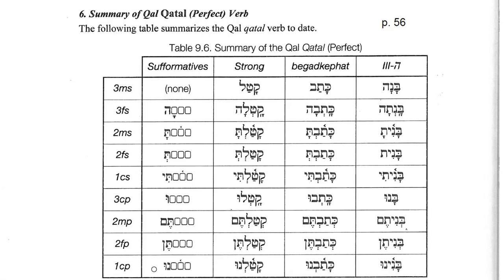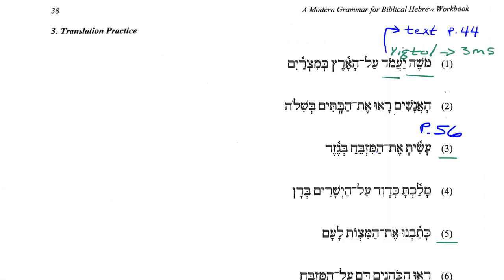So let's go back over to our sentences here. We're going to pick up with number 3. And as we saw before, we have asita.